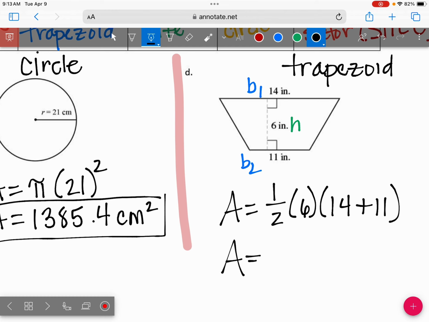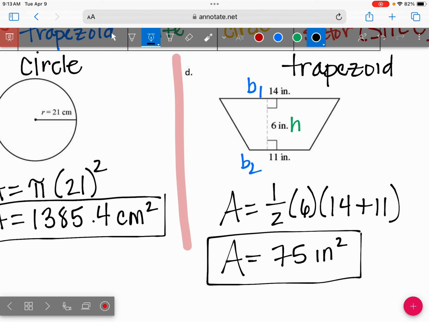So who got 75? Anybody get 75? All right, so it'll be 75 and it's inches squared. All right, I'm actually going to go back and do question B.